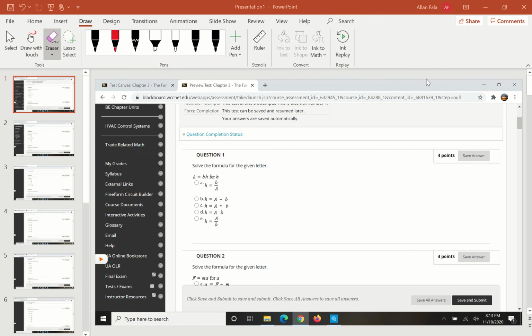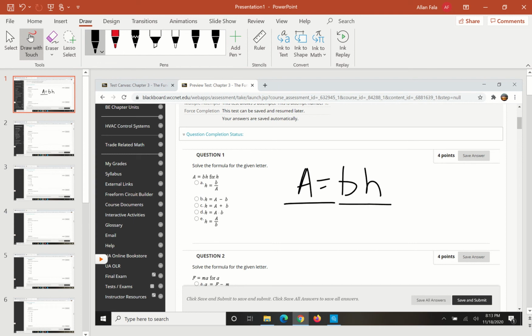For trade-related math quiz, Chapter 3, the fundamentals of Algebra Q7. I want to go through the odd-numbered questions. Number 1: A is equal to BH. If we divide both sides by B, that cancels out. H equals A over B.